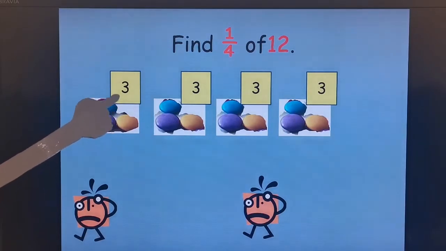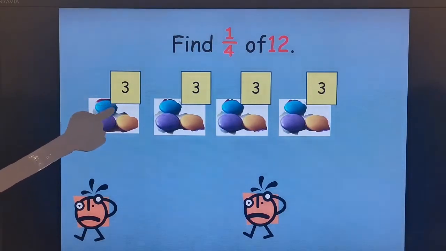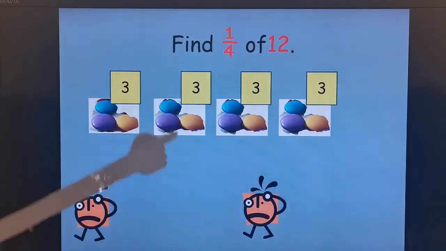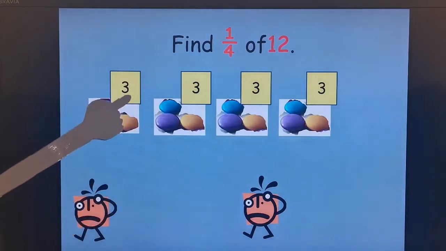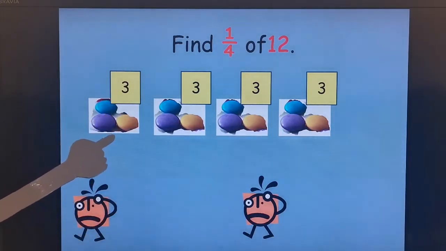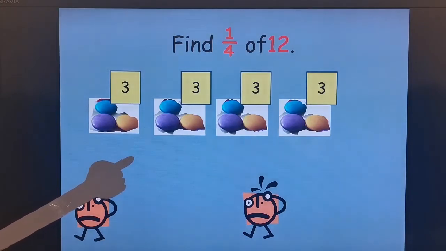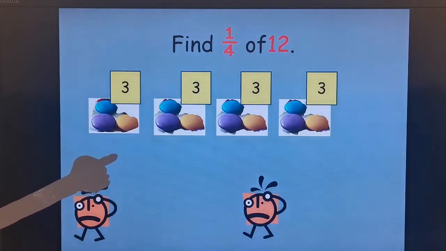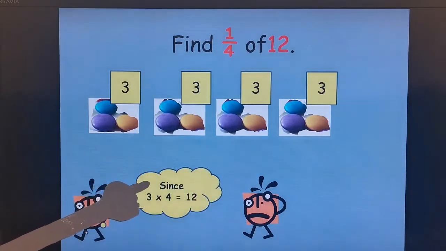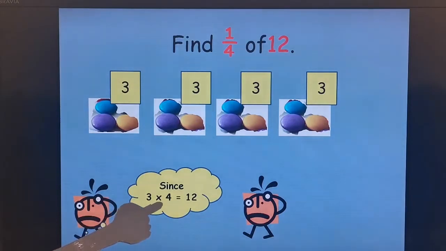Does this remind you of anything we studied before? We have the number of groups. We have a number in each group. Now I can make my multiplication sentence, which is 3 times 4 equals 12. All right? Now, if I know this multiplication sentence, what is the related fact for it?